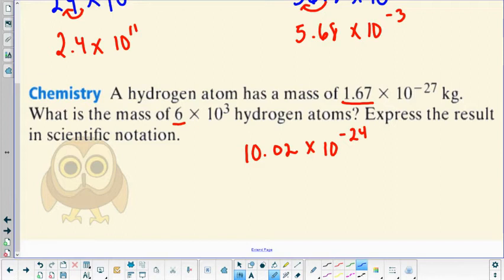You guessed it, we have to move our decimal point. Although this is 10, it's a little bit over 10. We want that first number to be a single digit in front of the decimal point. We don't want a double digit in front of it. So I'm going to move my decimal point one space to the left and make this 1.002 times 10. And then if I add 1 to negative 24, I get negative 23. So that is how much 6 times 10 to the third hydrogen atoms would weigh.